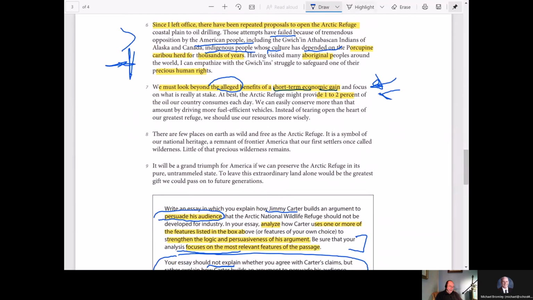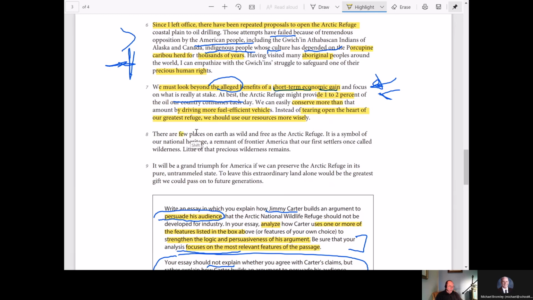And then let's continue on. At best, the Arctic refuge might provide 1 to 2% of our oil each day. We can easily conserve more than that amount by driving more fuel efficient vehicles, okay, instead of tearing open. So he goes back and forth on his facts and his evidence and the emotional appeal.